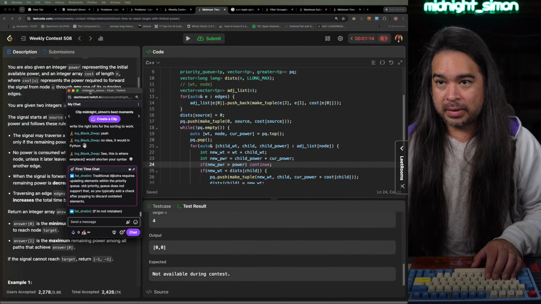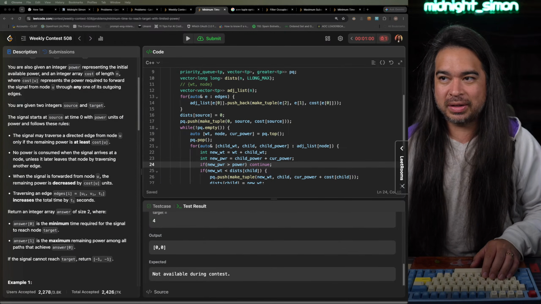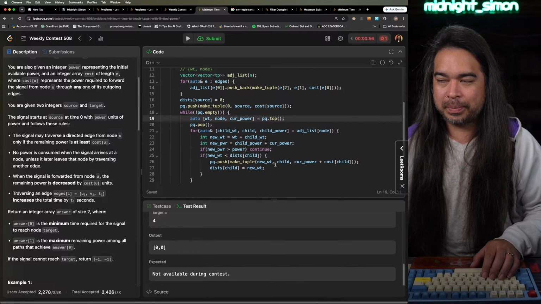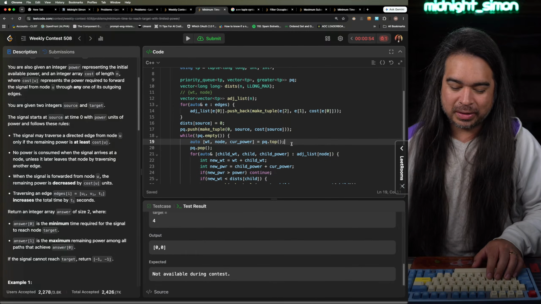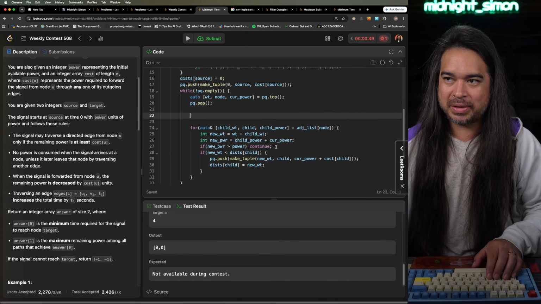Anyways, Fat Dratini, what's happened? Traditional Dijkstra requires updating elements within the priority queue. Priority queue does not support that, so you typically add a check after popping to discard outdated elements. Oh yeah, like lazy deletion. Yes, sometimes I put that in my priority queue. I did not put that one here, so maybe I missed that.